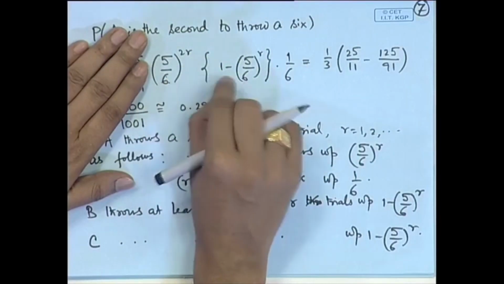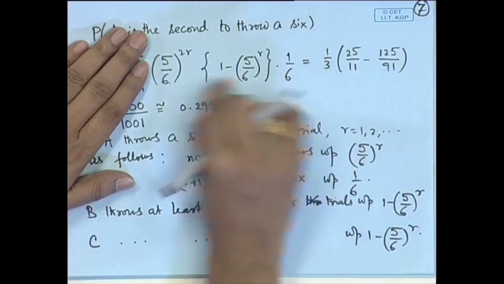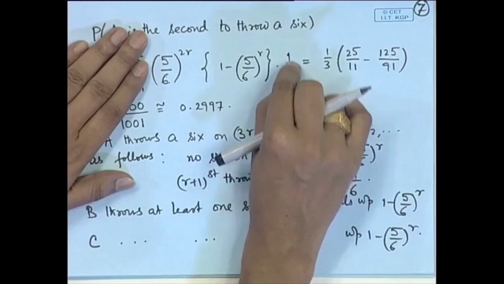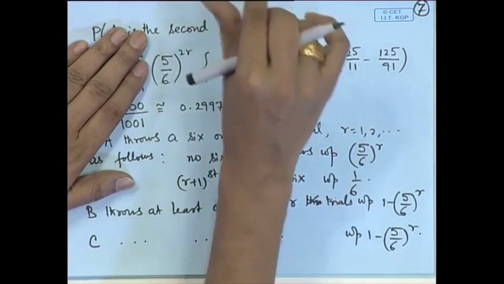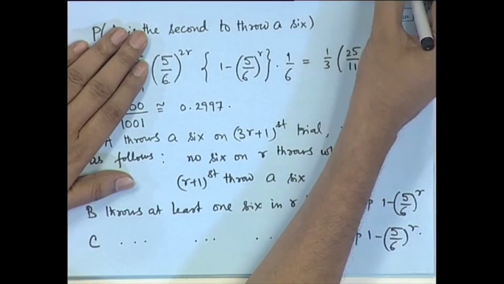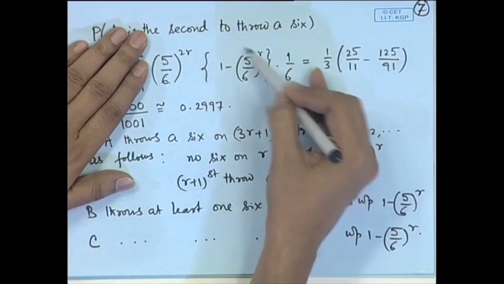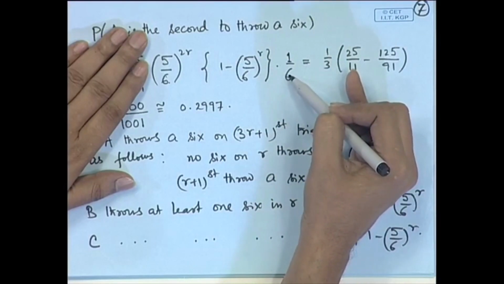Now, here you can notice that we have made use of the concept of independence of the trials, because all the probabilities have been multiplied. This is the total probability for the 3r plus 1th trial in this particular fashion: no 6s for A and no 6s for C and at least 1 six for B, and the last trial, the 3r plus 1th trial, is a 6 for A.